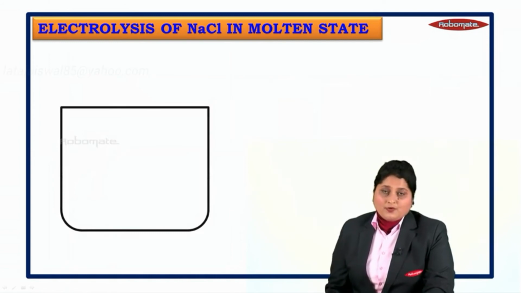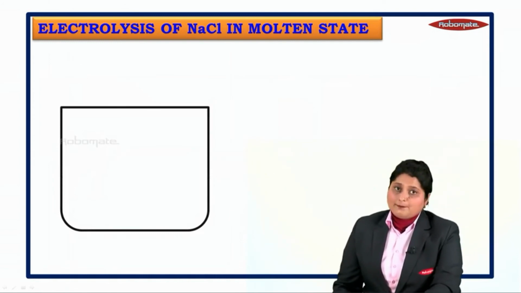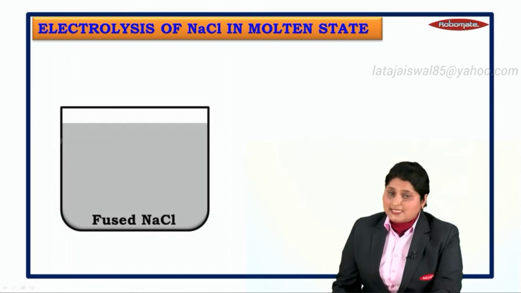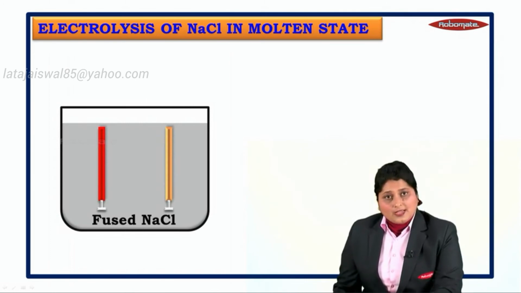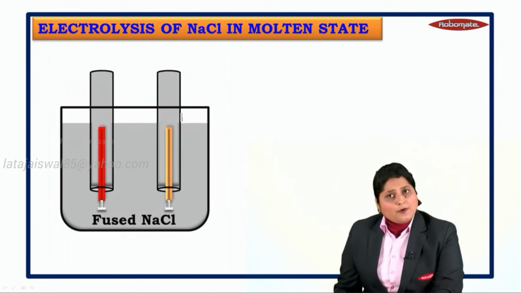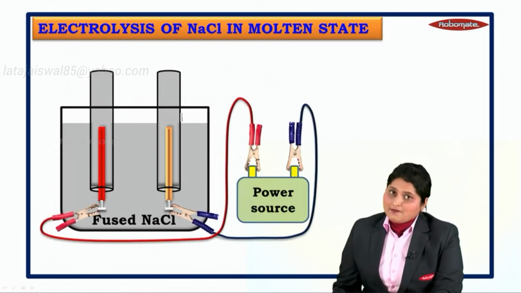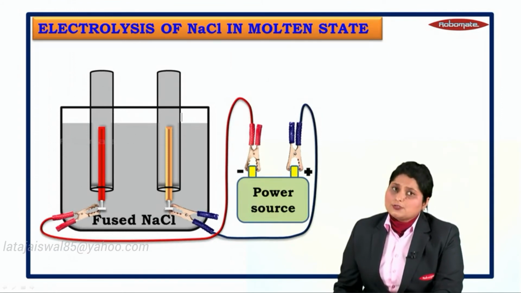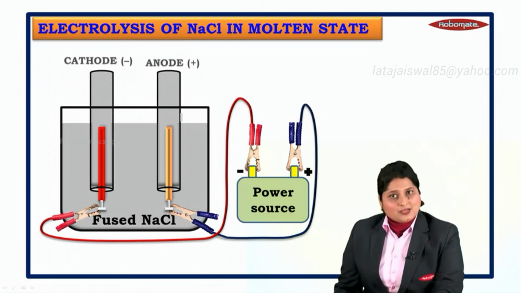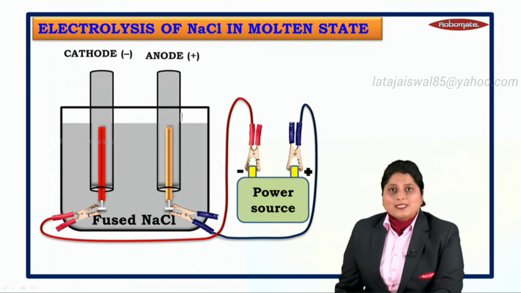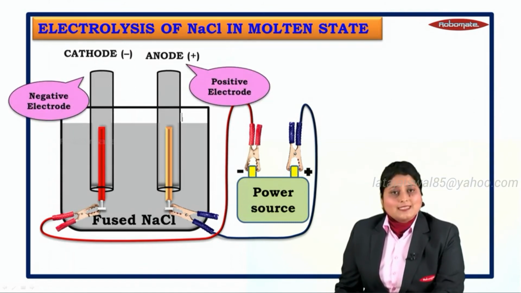Let's see how. For that, again we take a beaker and the beaker is filled with fused NaCl. That is NaCl heated at a very high temperature. Again we introduce two rods. On top of that we put inverted test tubes for collection of gases. We need a power supply. The battery will have two terminals, positive and negative. That is how the electrodes also develop a charge. One electrode is positively charged, another one is negatively charged. Negatively charged electrode is called cathode and positively charged electrode is called anode.